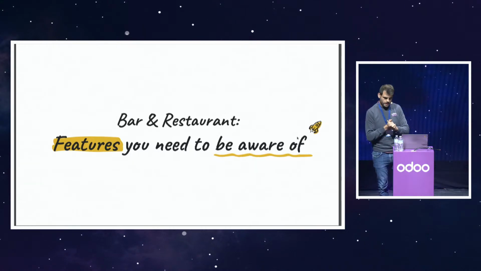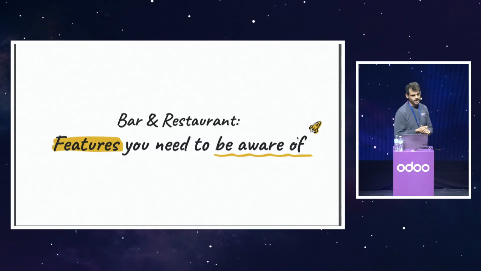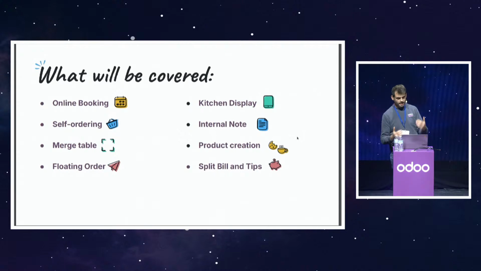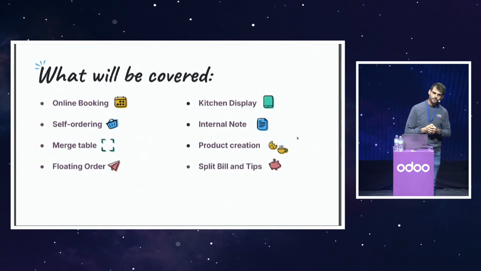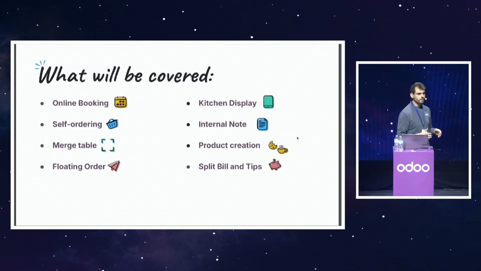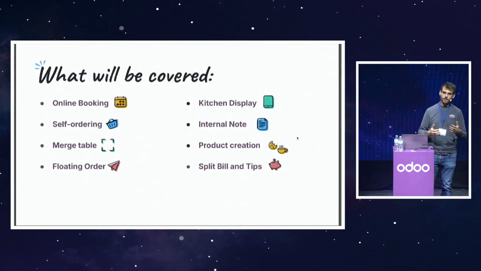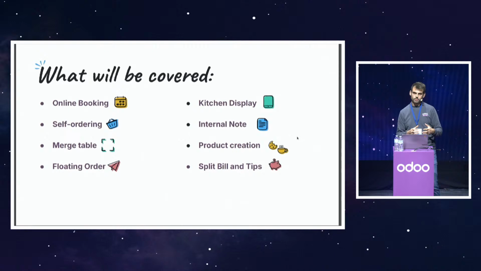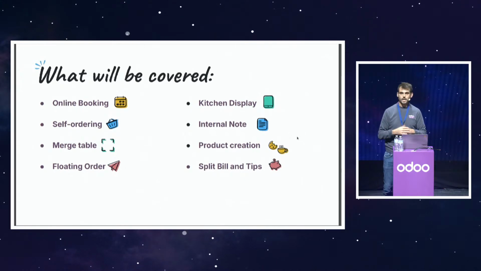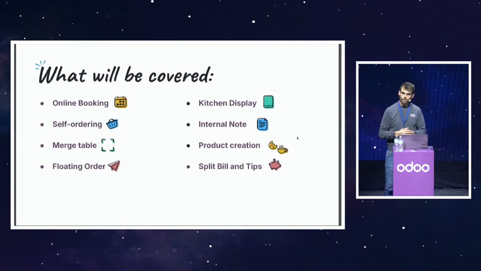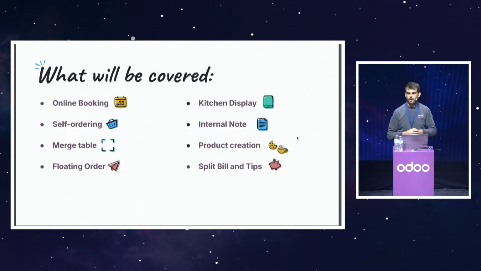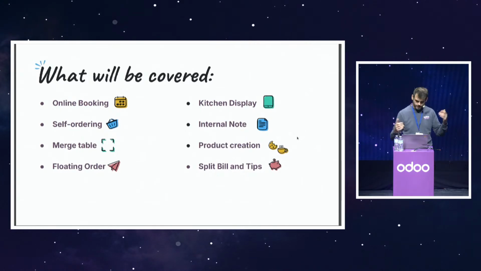The features you need to be aware of in Odoo are online booking, self-ordering, merging tables, transferring tables, designing tables, lots of tables actually. Floating order, which can be useful when you have a takeaway and you don't want to book that order on a specific table, but you want to have it still in your system. Kitchen display as well as bar display. Internal note, so transferring information to the kitchen, like don't spit in the food, this customer is going to give me a good tip, or raw meat, whatever.